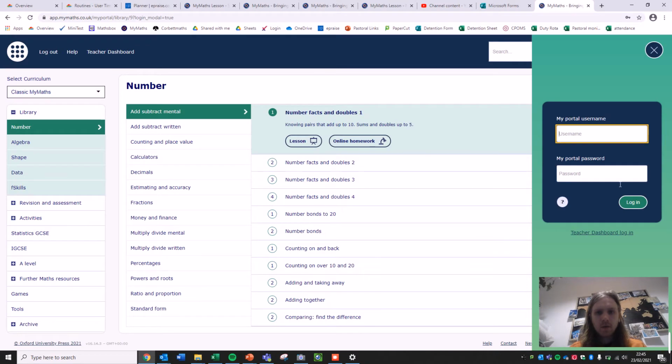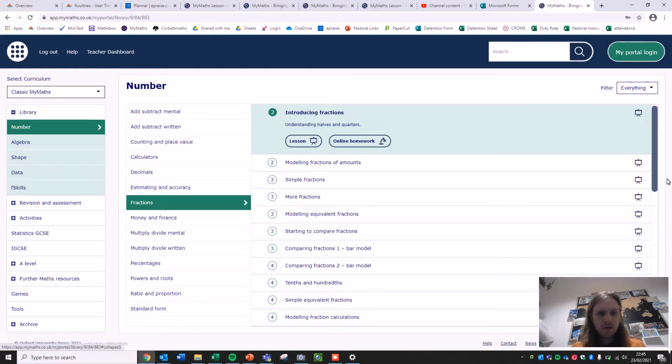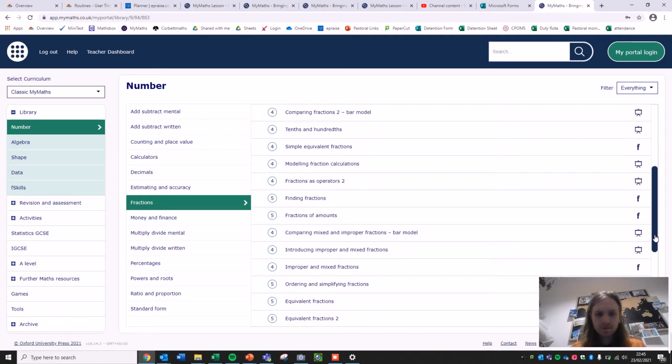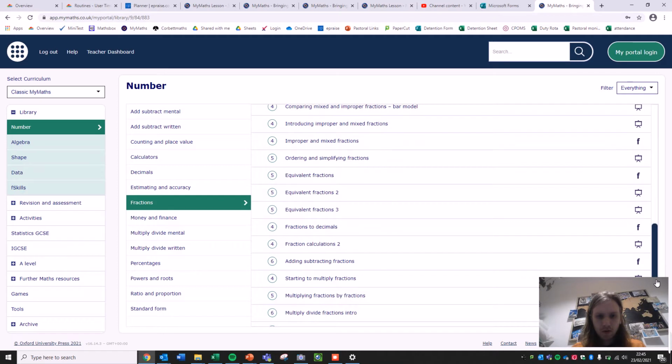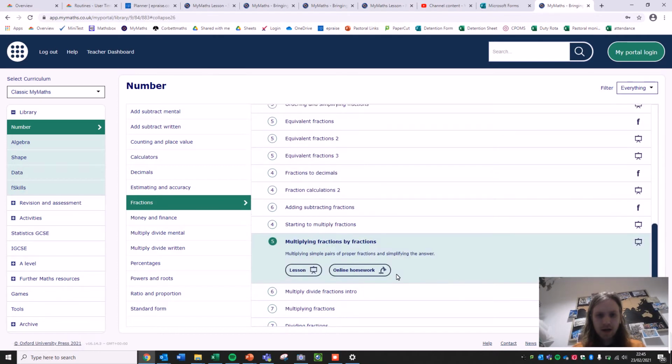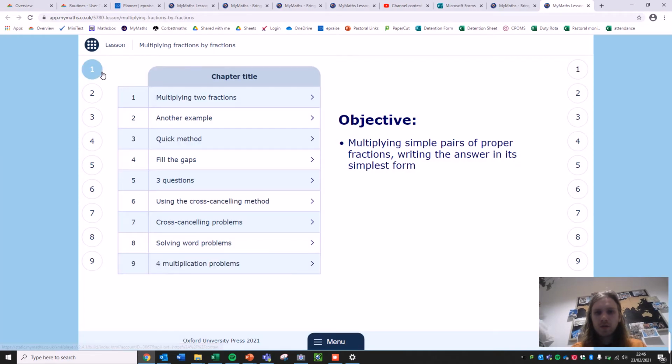And then what you're going to do is go here and log into your My Portal section. In your My Portal section, you'll find that I've set you multiplying fractions, which on my one is down here, multiplying fractions by fractions. I want you to spend about half the lesson on the lesson section, and then the second half of the lesson on the online homework section. We're going to work through the first 3 slides of the lesson section together, and then I want you to work through the next 6 slides of the lesson section and then the homework section.